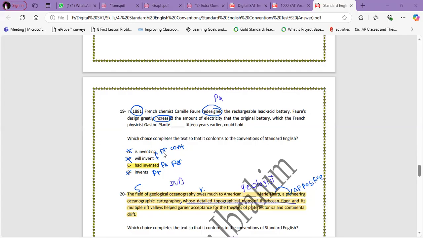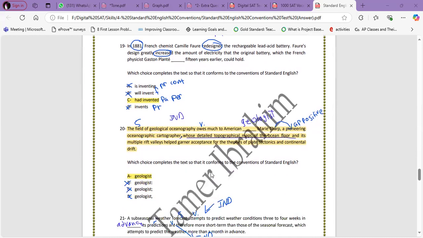Up here present, forget about it. Here future, forget about it. Here past perfect. It has past, but it's past perfect. If we have a past, it's going to be better. But if we don't have one, use the past perfect. Here, invents is present. So we don't have any other past. So we're going to use the past perfect. And if you look here, we're going to find "15 years earlier." That means this event happened before those. So it must be in the past perfect.